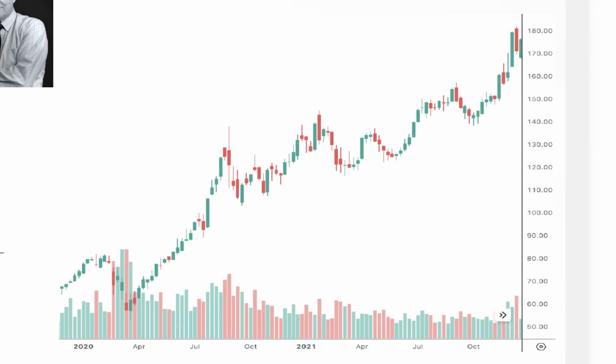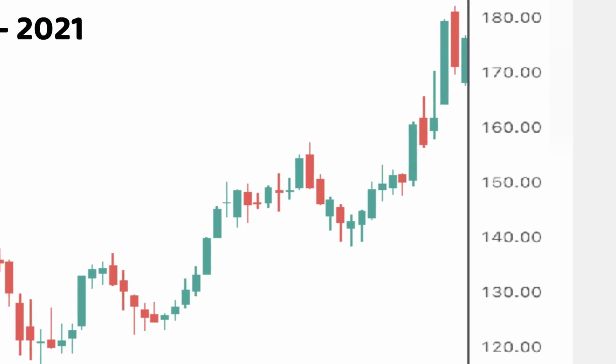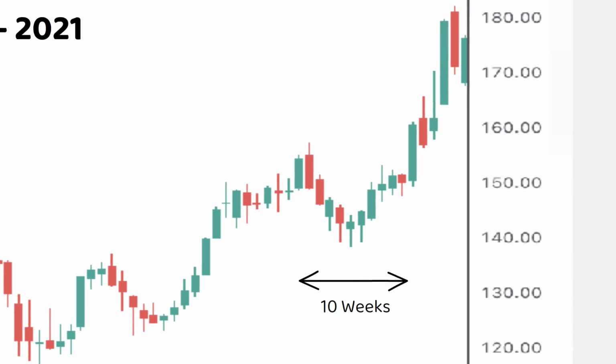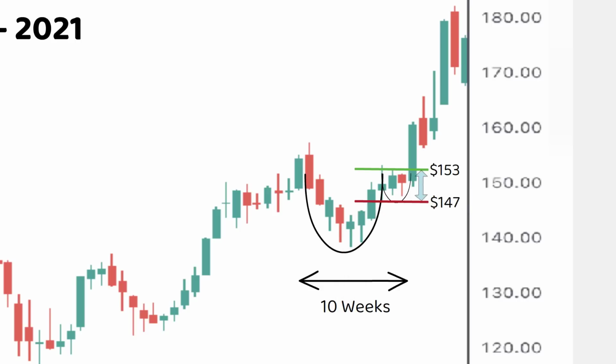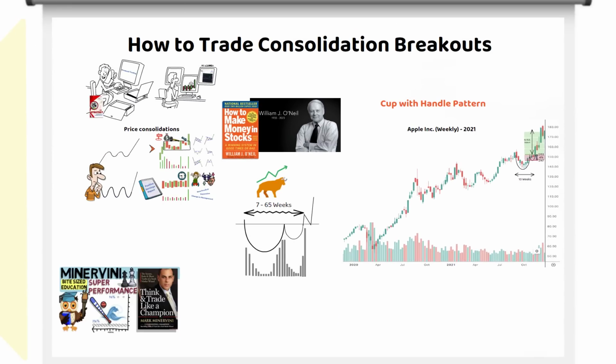For example, here is a weekly chart of Apple Inc. from 2021, when it formed a 10-week cup with handle pattern whilst providing an extremely low-risk trade. In this trade, the breakout level was near $153, and the stop loss would have been placed near $147, providing a 4% risk. The reward in this trade would have been in excess of 4 times the risk. For more on this setup, you can check out our videos which provide far more depth.